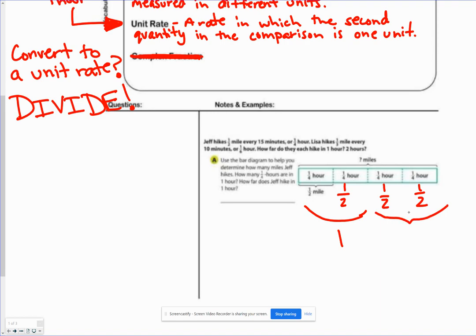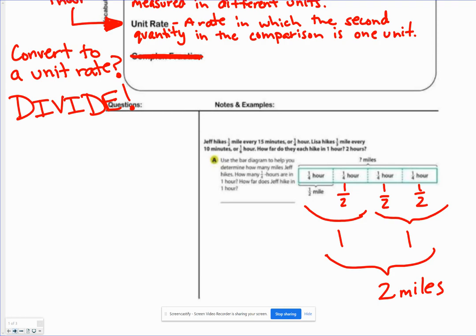How about this one? 1/2 and 1/2, that makes 1. Yep, 1 and 1 makes 2 total miles in 1 hour. So this is all over 1 hour. So this whole entire 1 hour, he goes 2 total miles. He goes a half mile each quarter.